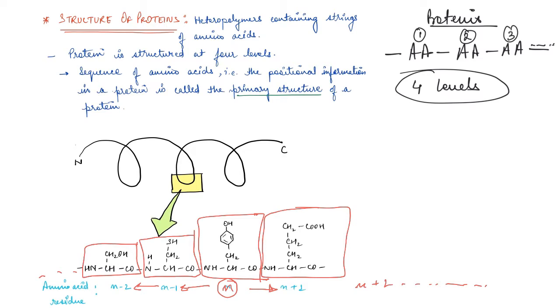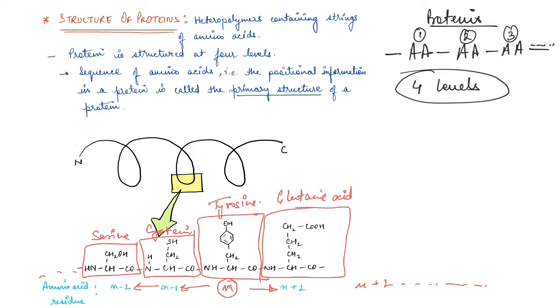Right. Now, what are these amino acids? This is serine, this is cysteine, this is tyrosine, an aromatic amino acid, and this is glutamic acid, a negatively charged amino acid, right?